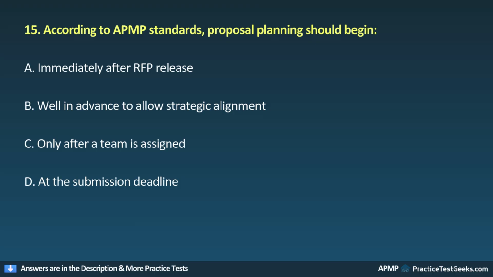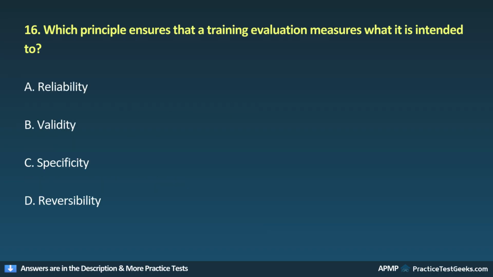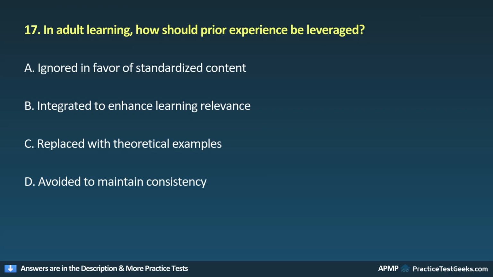B. Well in advance to allow strategic alignment. C. Only after a team is assigned. D. At the submission deadline. 16. Which principle ensures that a training evaluation measures what it is intended to? A. Reliability. B. Validity. C. Specificity. D. Reversibility. 17. In adult learning, how should prior experience be leveraged?